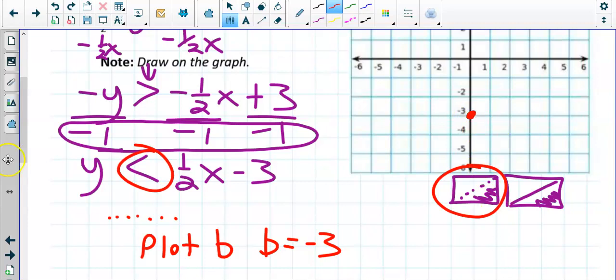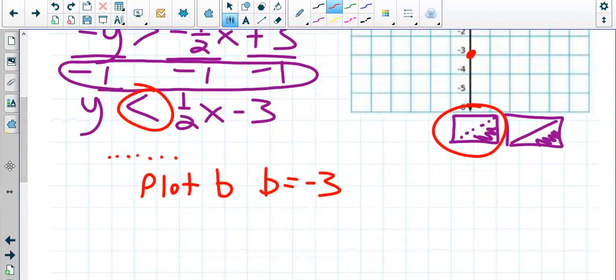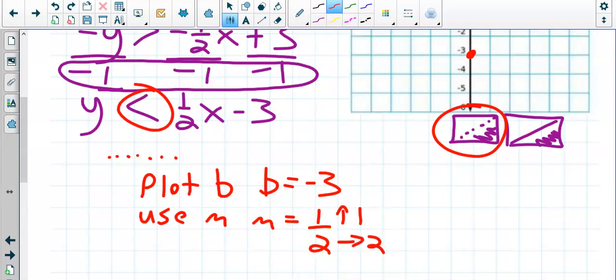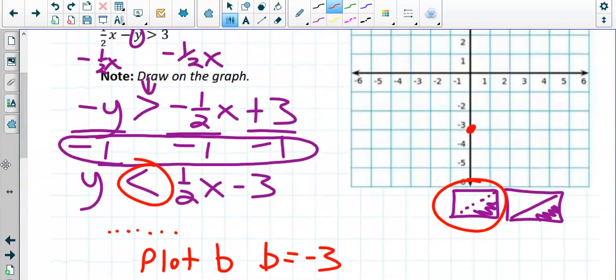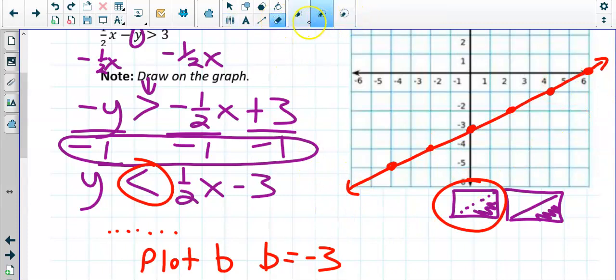And now what are we going to do? Yeah, that's right. Go over which direction to? Correct. Use M. And so M was the 1/2. So that means go up 1 and to the right 2. So from negative 3, I'm going to go up 1, right 2. Up 1, right 2. I'm just doing this so I can do some other points and make my line a little bit straighter. Okay? And of course, this line should be what? Dotted.